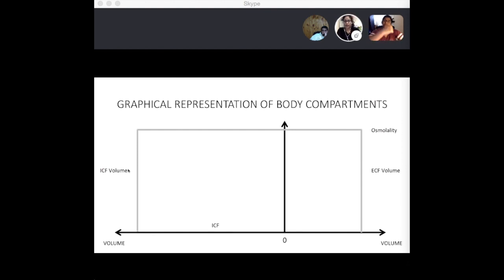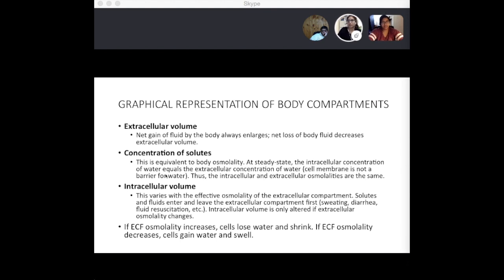And again, remember that 2/3 of the 60% is intracellular fluid, and then extracellular fluid is going to be the outside. And this is going to be extracellular fluid volume. This is going to be the normal. This y-axis, or this line determining height, is going to be the osmolality. And then on our left side is going to be the intracellular fluid volume.